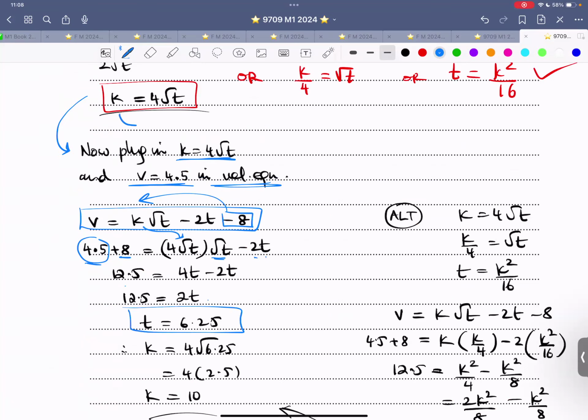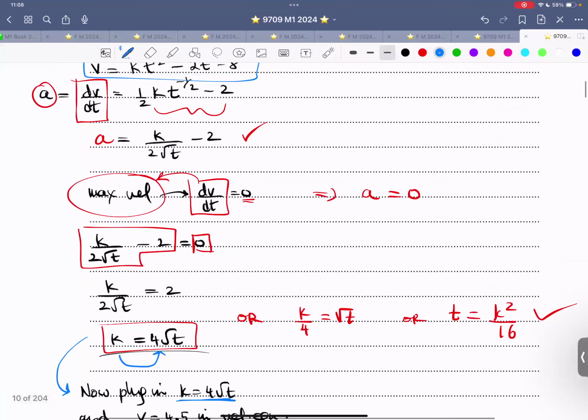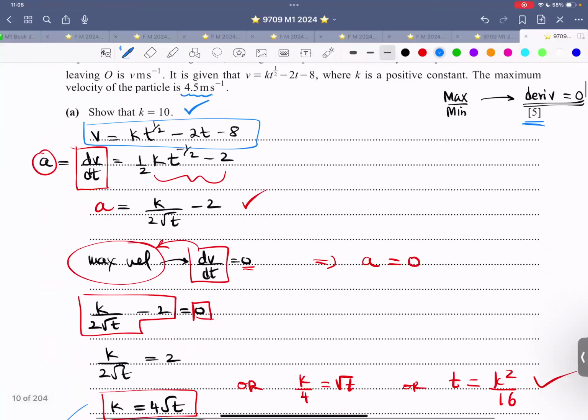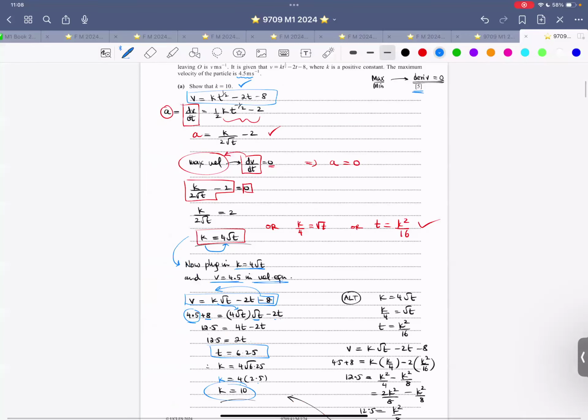Now, k is dependent upon t. So k is 4 root 6.25, 4 times 2.5. Therefore, k comes out to be 10. And that is exactly what they were after for 5 marks. Yes, it's definitely worth 5 marks. Have a good look at it. Of course, when I upload the video on YouTube, you can always pause, take a screenshot, jot it down in your register, and that's the way to do it.